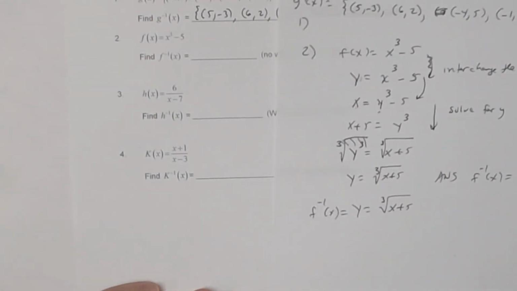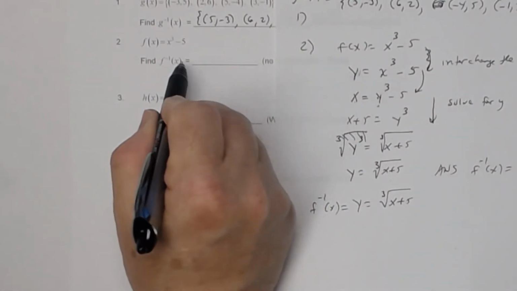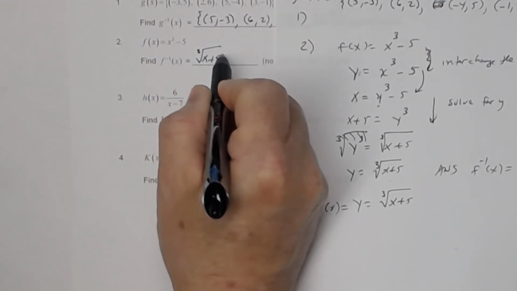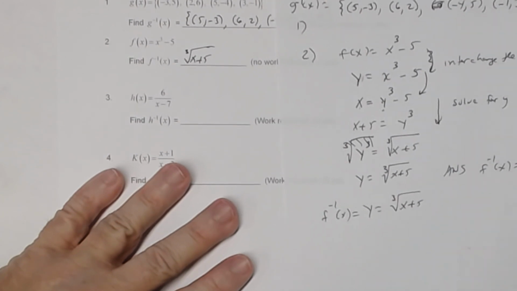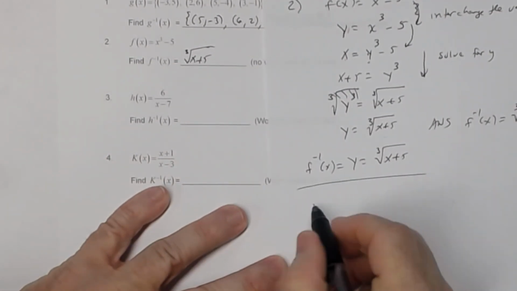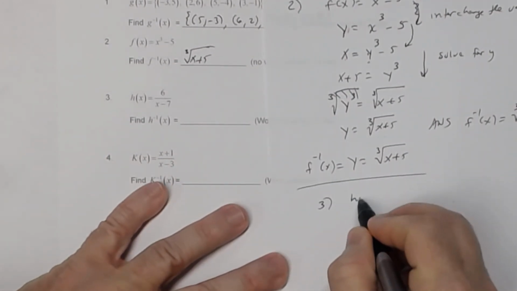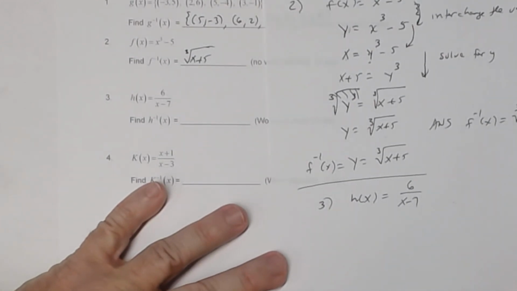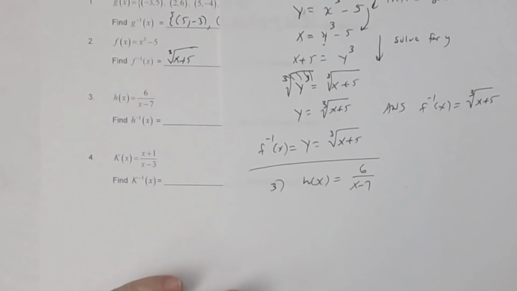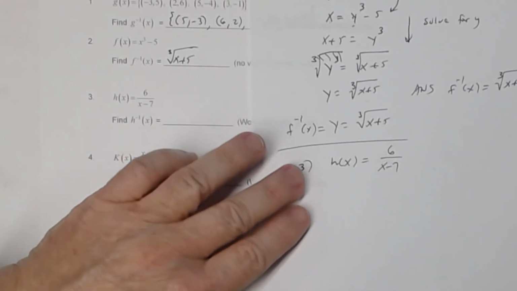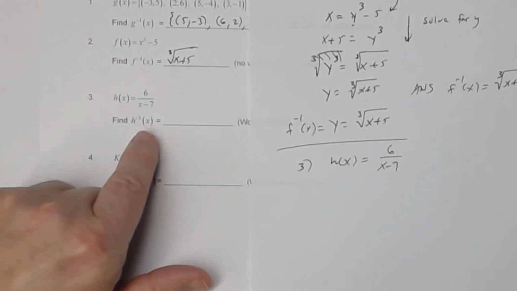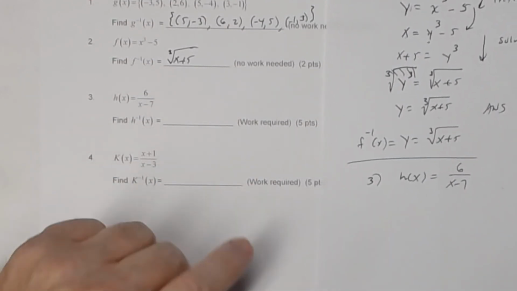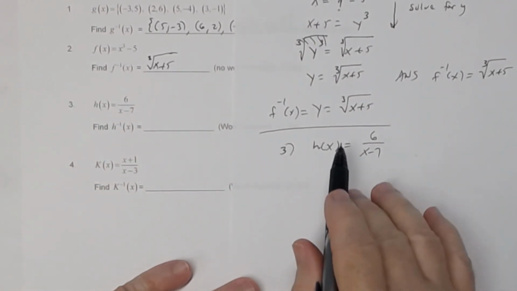Okay, number 3, let me go and just write this out. So f inverse is going to be the cube root of x plus 5. Okay, now, number 3, you have h of x is equal to 6 divided by x minus 7. So we have this rational function, and you want to find its inverse, h inverse. And notice that in 3 and 4, the work was required. So you're going to do the process.